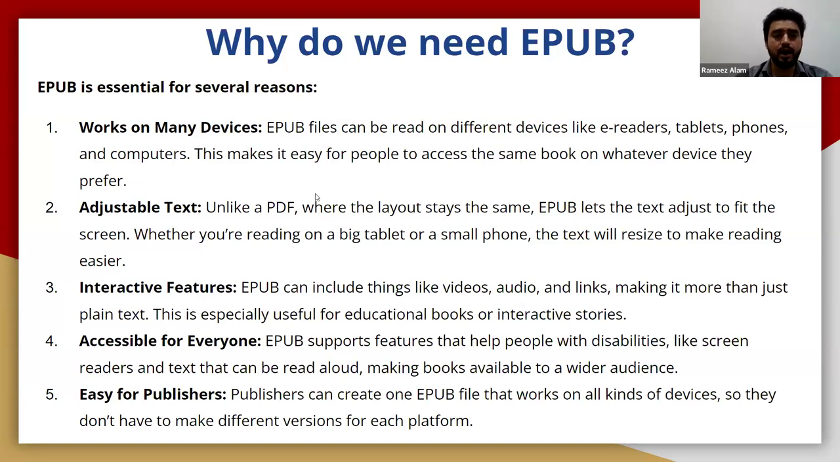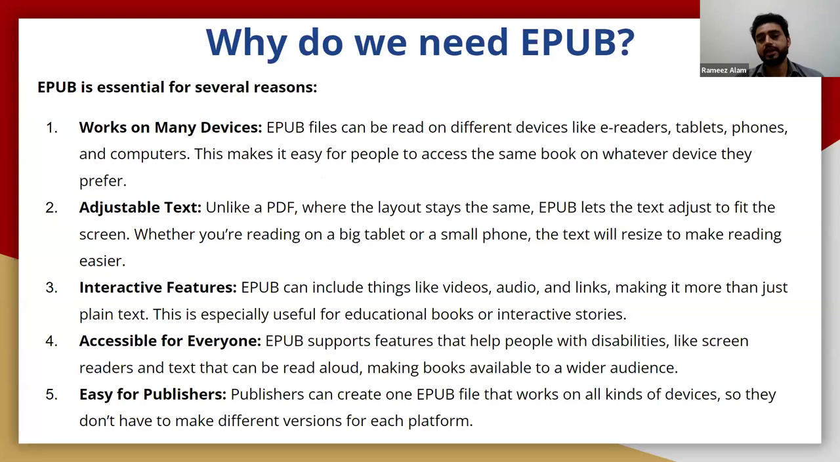Adjustable text. Unlike a PDF, where the layout stays the same, EPUB lets the text adjust to fit the screen. Whether you are reading on a big tablet or a small phone, the text will resize to make reading easier. It provides interactive features. EPUB can include things like videos, audios, and links, making it more than just plain text. This is especially useful for educational books or interactive stories.